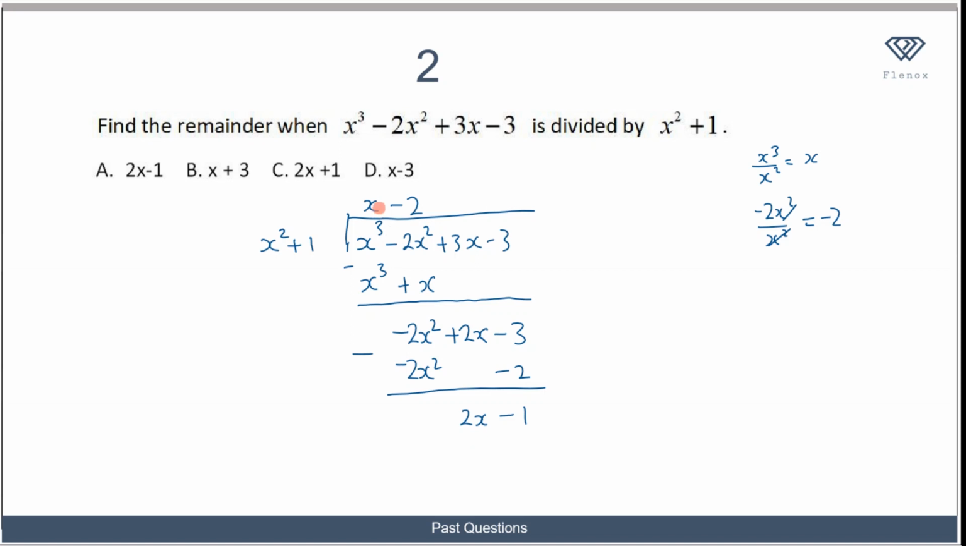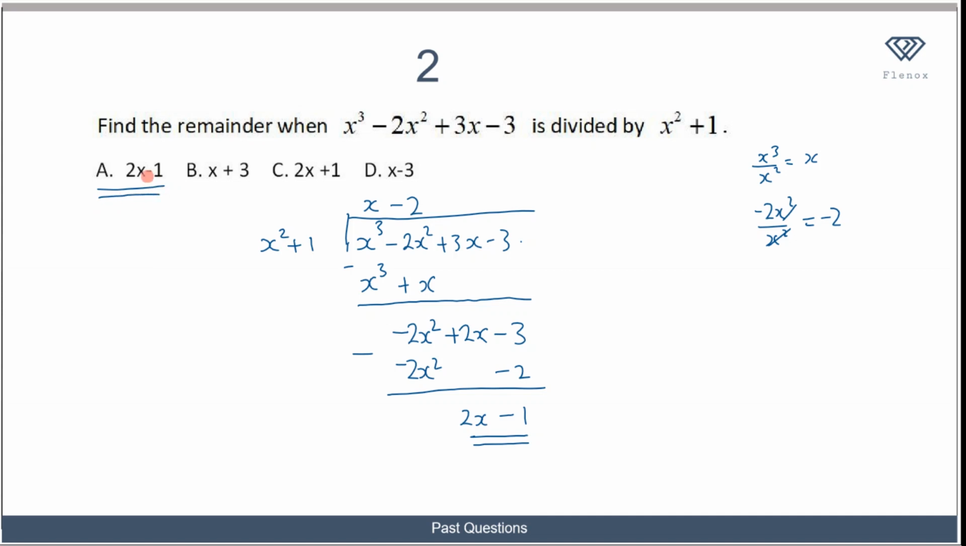So what is the remainder? As we have identified the parts, here is the dividend, here is the divisor, here is the quotient, and this term that is remaining when you are done with your long division is the remainder. So the remainder is what? 2x minus 1, and that makes the answer to this question A. So the correct option is A.